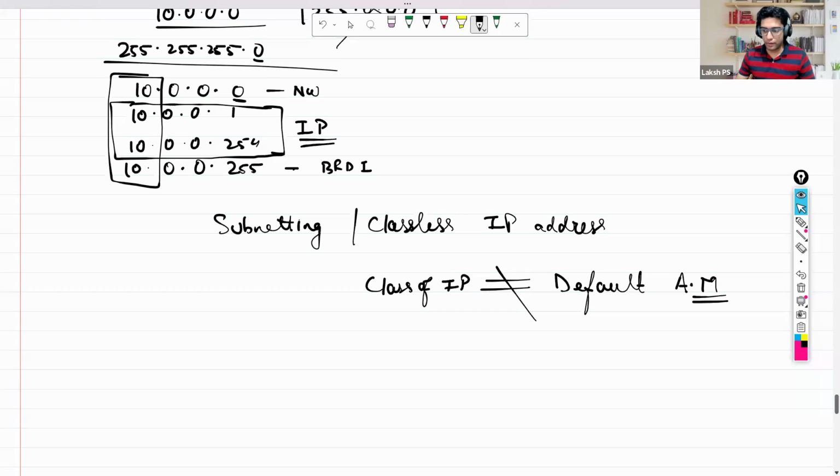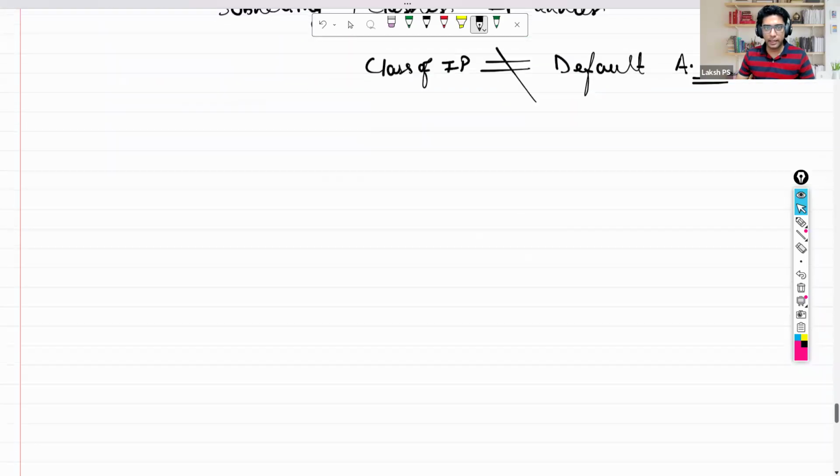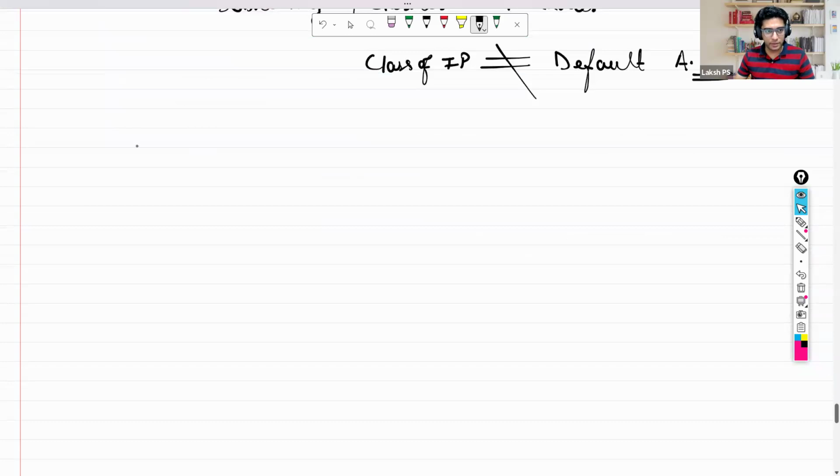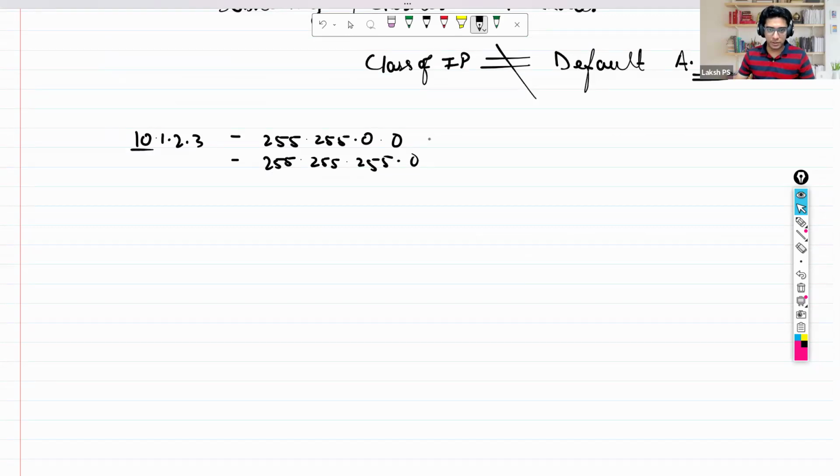Meaning that I can write a class A IP address, for example, 10.1.2.3, with an address mask of 255.255.0.0. This is a classless address mask. Again, 255.255.255.0 is also a classless address mask. A class A IP address with a class B address mask and a class C address mask.